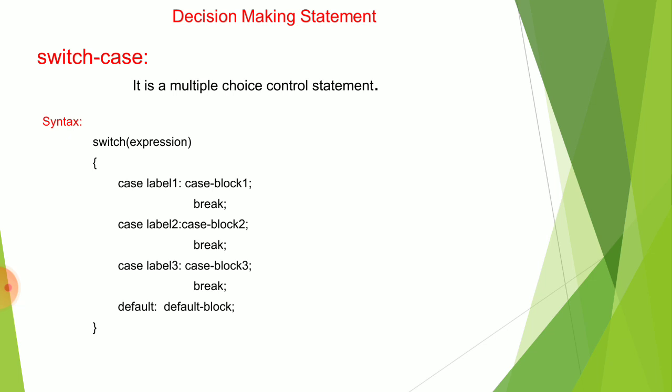The next type of decision making statement is switch case. It is a multiple choice control statement. The syntax for switch case is switch expression, case label 1, case label 2, case label 3. There are many labels available in switch case. Last one is default block. If that expression does not match with any label, it matches with default block.